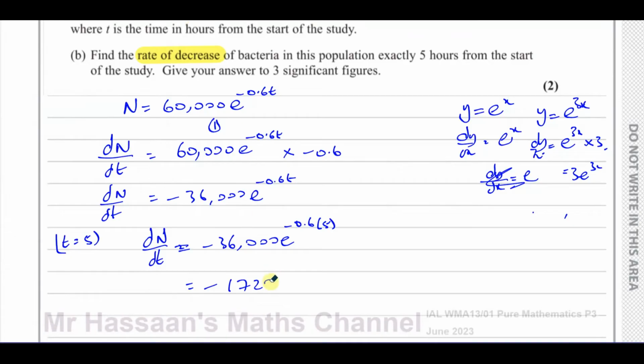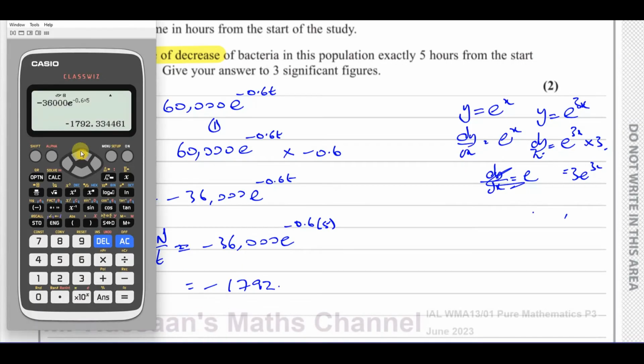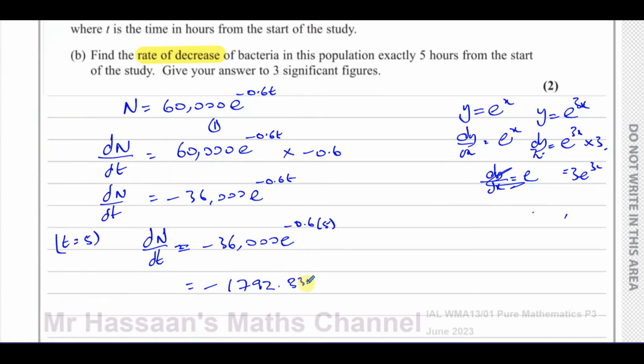So that's negative 1,792.334, and it continues. So we need to find dN/dt when t equals 5 to three significant figures, which is what we normally would give the answer to. If the question didn't say anything, that's what we would do anyway. Okay, 3 SF is going to stop here, so it's going to be negative 1,790. It says the rate of decrease, so we don't have to put the negative sign.